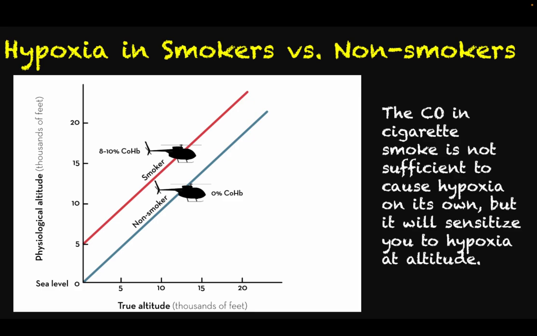The carbon monoxide that is in cigarette smoke just by itself is not going to be sufficient to cause hypoxia, but it will sensitize you to hypoxia at altitude. So you can see that we're comparing two different kinds of pilots, one that is a smoker and one that is a non-smoker. The smoker is going to have a higher physiological altitude because of the presence of carbon monoxide in their blood. So if both of these pilots fly to 10,000 feet, then the non-smoker probably won't be experiencing the effects of hypoxia that the smoker will.